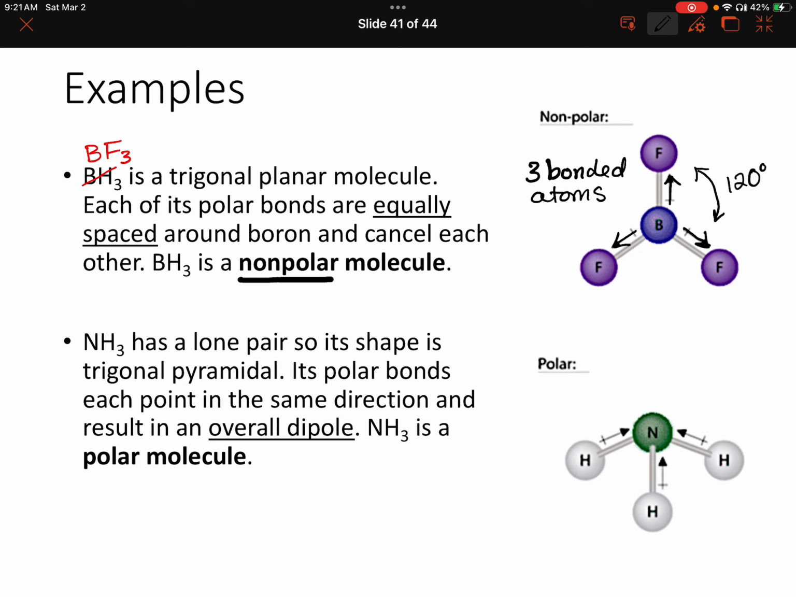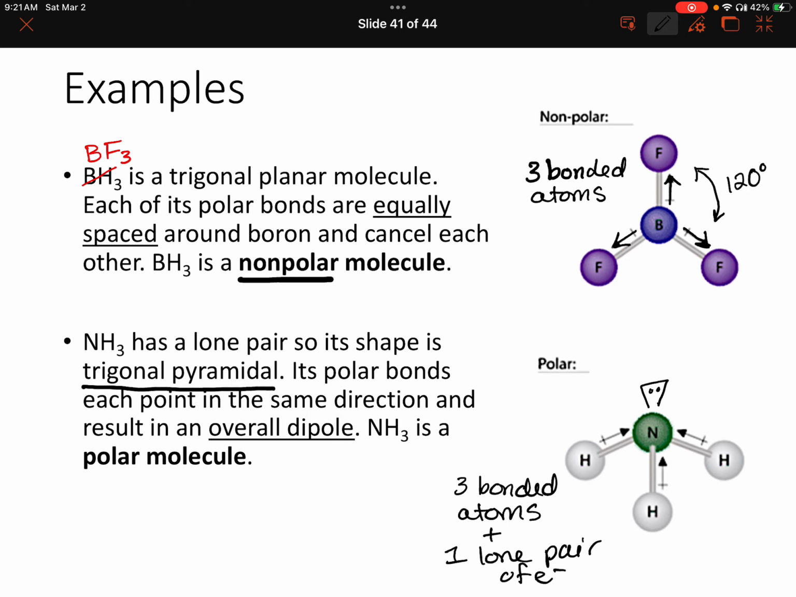However, let's look at NH3 down below. So NH3 does have a lone pair on top of that nitrogen. So that means nitrogen has three bonded atoms and one lone pair of electrons. So it has four total things around it, and one of those is a lone pair. So according to the chart that we saw in the last video, this molecule has a trigonal pyramidal shape, or it's a trigonal pyramid.